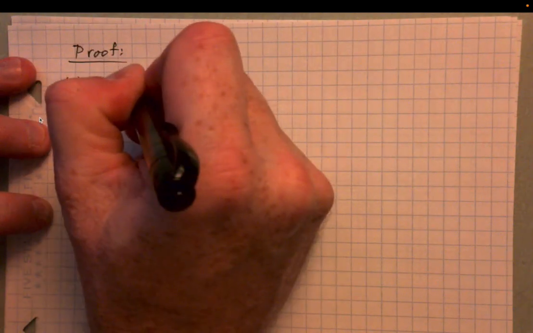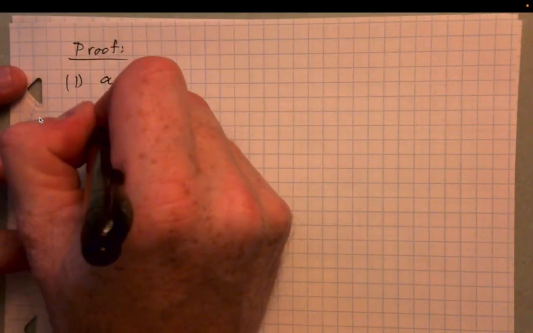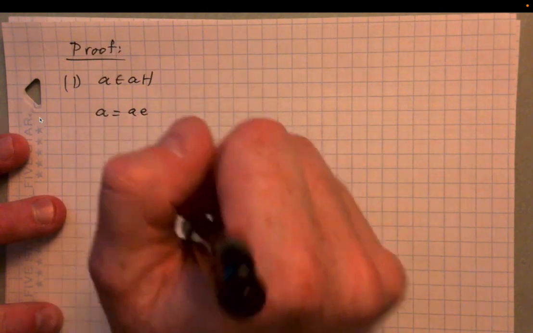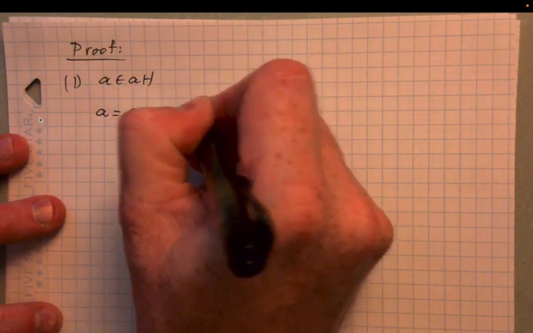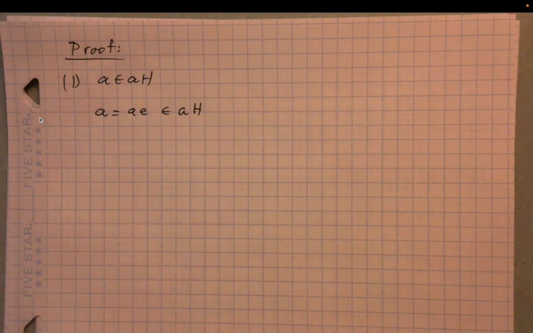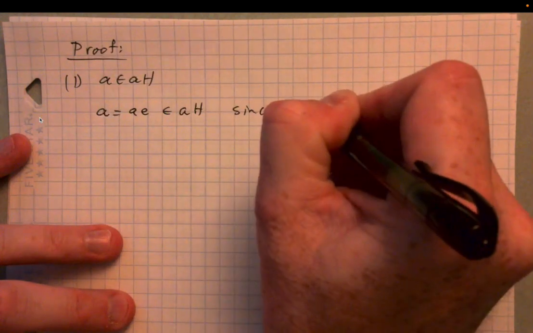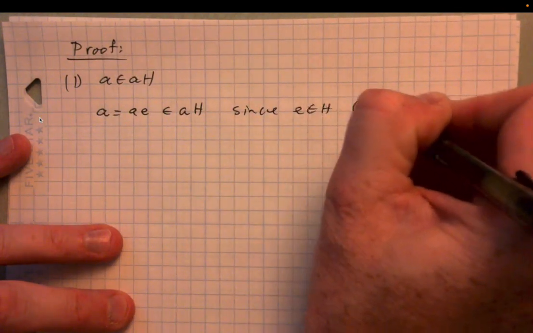The proof of 1. Remember what we're trying to prove here is that A is in AH. Well, this one is fairly easy to do. A, of course, is equal to A times E. Remember, A comes from a group G. So A is in A times E, and this is certainly in A times H, since E is in H, because H is a subgroup by assumption, so it contains the identity.